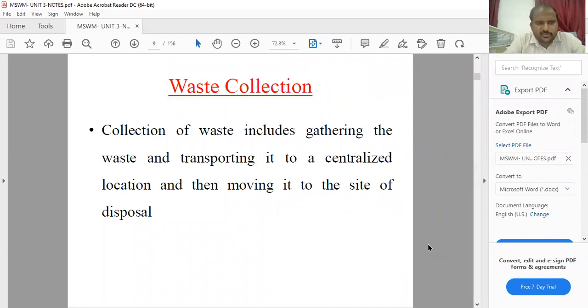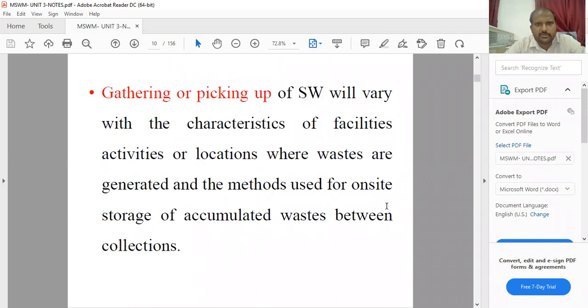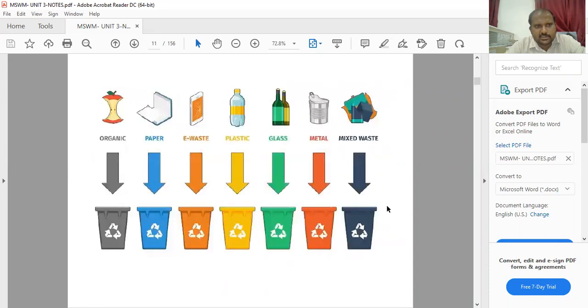So the topic is what is waste collection. Collection of waste includes gathering the waste and transporting it to a centralized location and then moving it to the site of disposal. The gathering or picking up of solid waste will vary with the characteristics of facilities, activities or locations where waste is generated and the methods used for on-site storage of accumulated waste between collections.